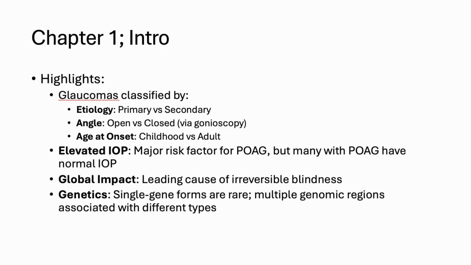Glaucomas are classified by several key factors: etiology, whether they are primary or secondary, the configuration of the anterior chamber angle, either open or closed, which is determined by gonioscopy, and the age at onset, distinguishing between childhood and adult forms. Elevated intraocular pressure, or IOP, is a major risk factor for primary open-angle glaucoma. However, many patients with POAG have IOPs within the normal range.